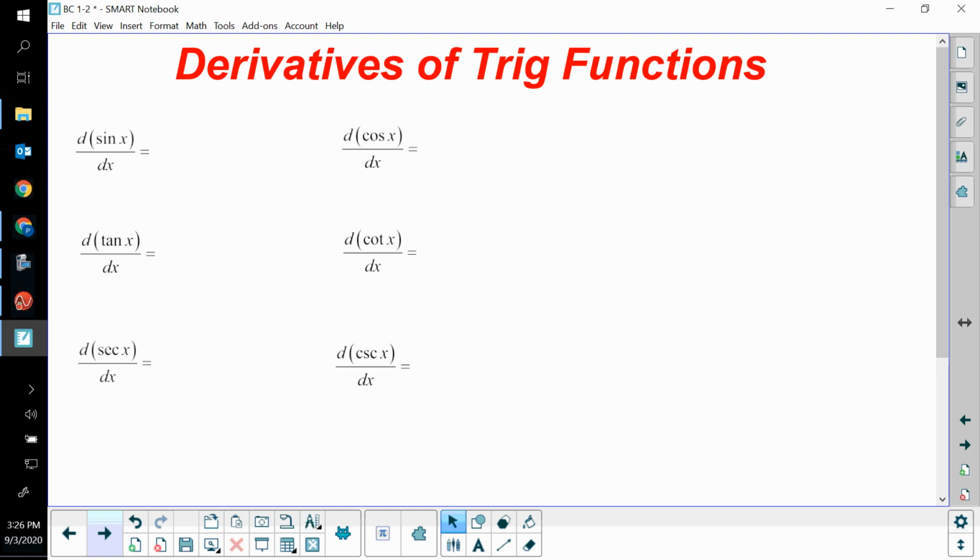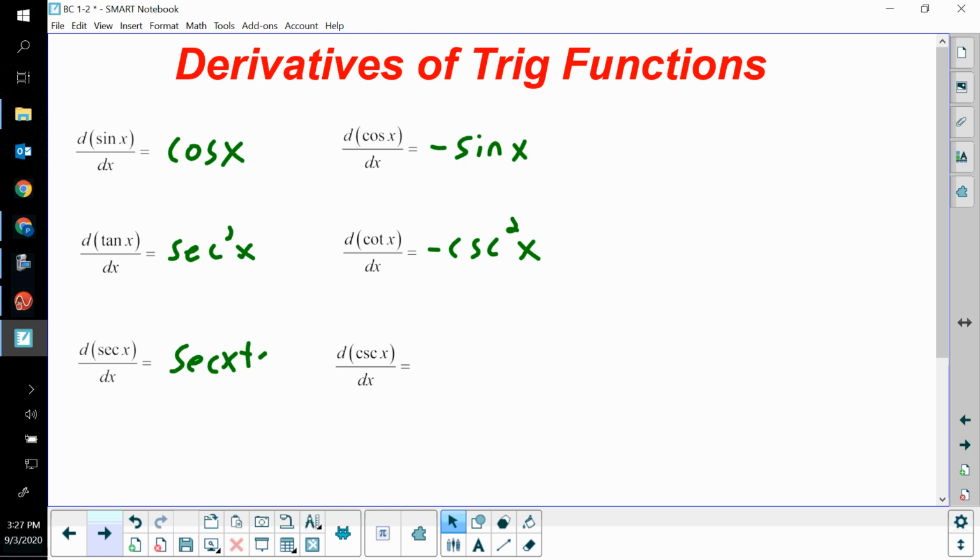Our trig derivative review. Derivative of sine is just cos. Derivative of cos is negative sine. Derivative of tan is secant squared. Derivative of cotangent is negative cosecant squared. Derivative of secant is secant tan. And cosecant is negative cosecant cotangent.